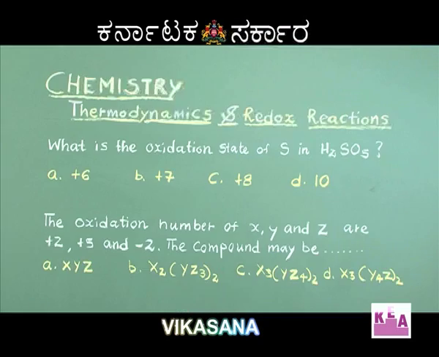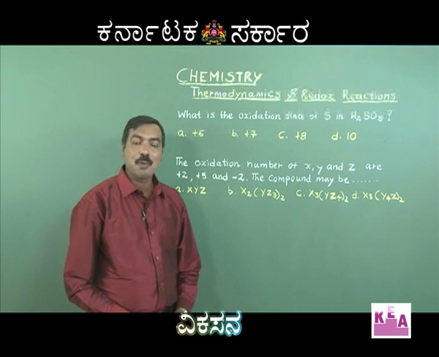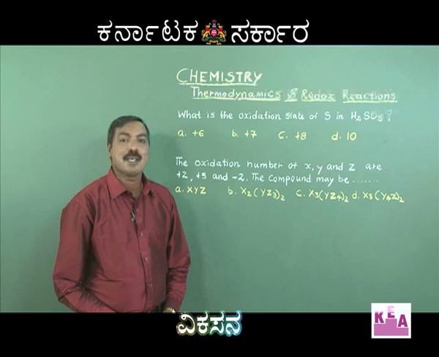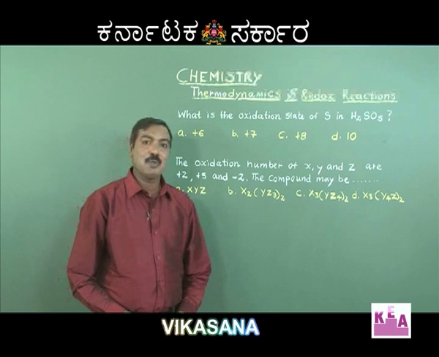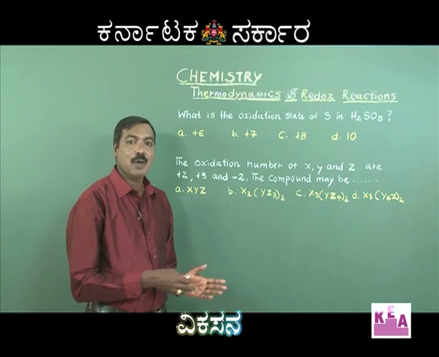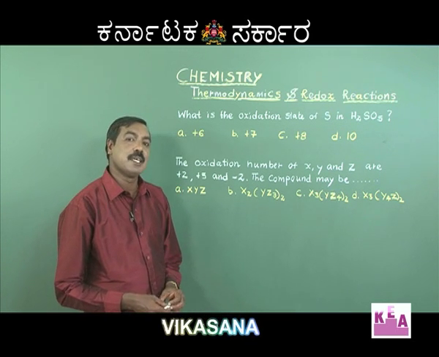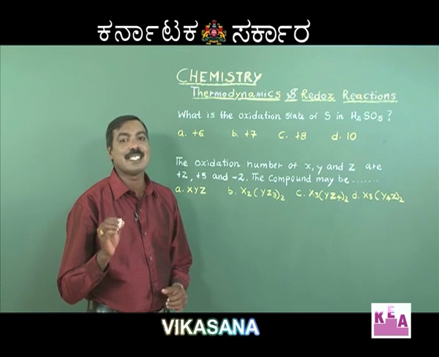Our next question: what is the oxidation state of sulfur in H2SO5? You have heard about sulfuric acid, H2SO4. H2SO5 happens to be Caro's acid, peroxomonosulfuric acid. This is an exceptional case. As I was telling you a little while ago, the sum of oxidation numbers should be equal to 0. That cannot be applied here because of the presence of a peroxy linkage.